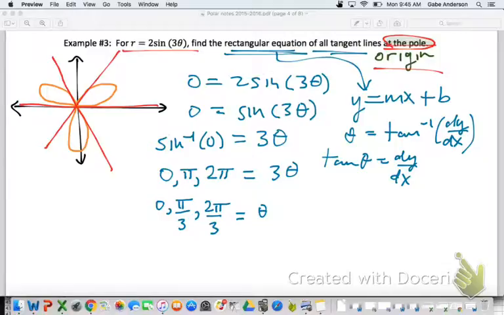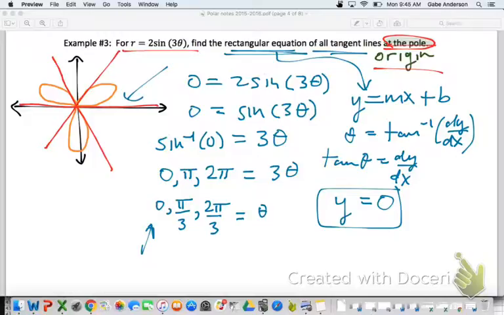So, here we go. For the first one, what's tangent of 0? 0, yes. And so that means our first tangent line equation in rectangular form would be y equals 0x plus 0, right? Technically, y equals 0. And hopefully that goes beautifully with what you saw on the graph. Nice horizontal line right there on the x-axis. That's y equals 0, right?